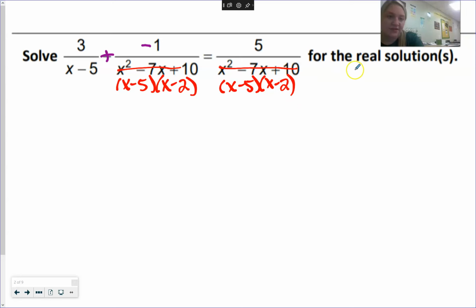So excluded values, I'm going to go ahead and list them before I move forward. My x cannot equal, I cannot have positive 5. I cannot have a positive 2. That would make any of these parentheses a 0, and I can't divide by 0.